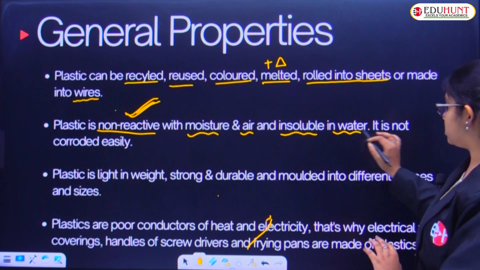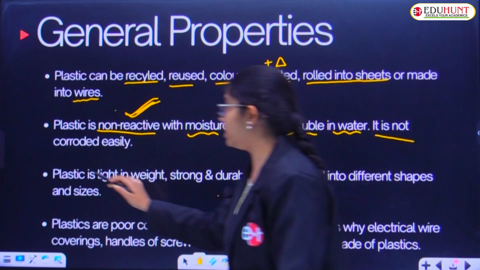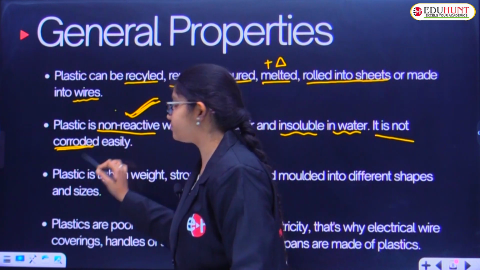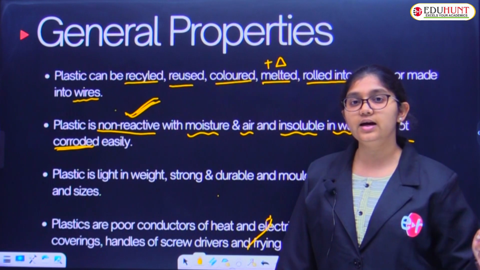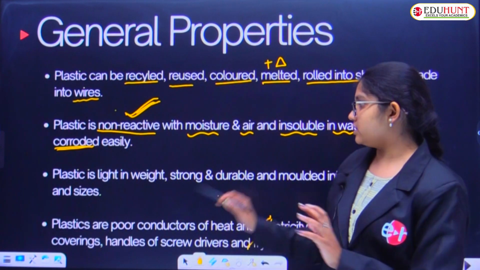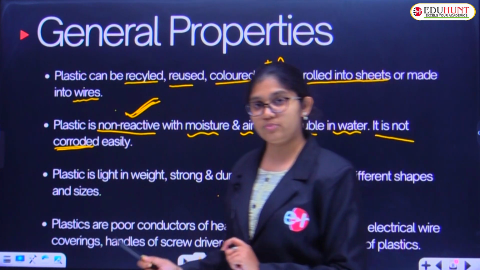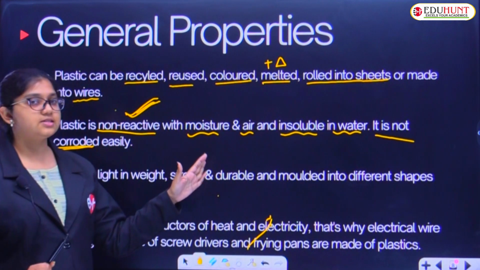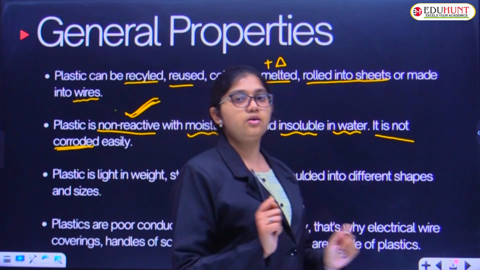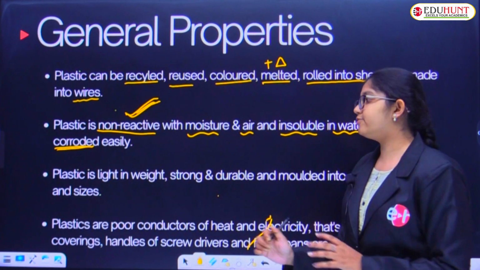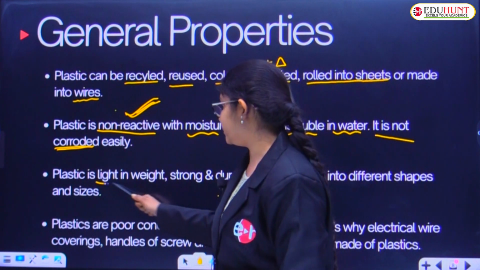It is insoluble in water and it is not corroded easily. What does corroded mean, children? It does not rust easily. Did you understand the second point? Plastic is non-reactive with moisture and air, insoluble in water, and not corroded easily. Now the third point: plastic is light in weight.